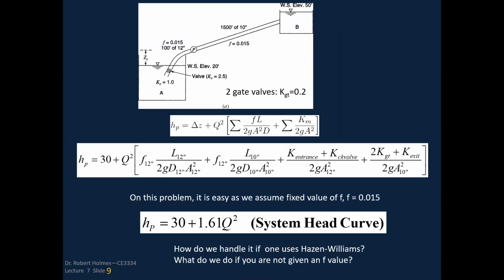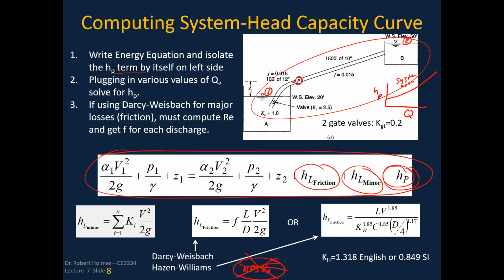All right, so if we look at this, we've got a problem here where we've got two different types of material in terms of pipes. We've got a 12-inch pipe here on the upstream end, and there's 100 feet of it. Then we've got our pump, and then we've got 1,500 feet of 10-inch pipe.